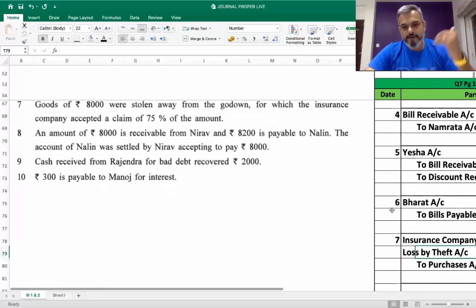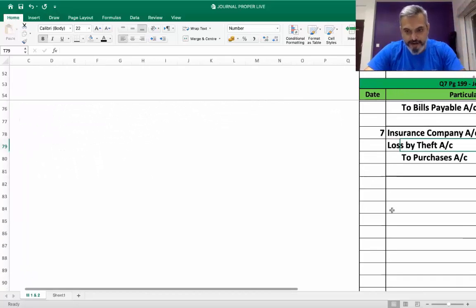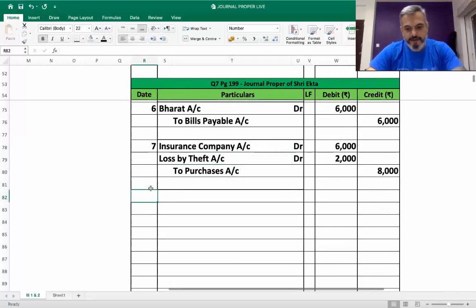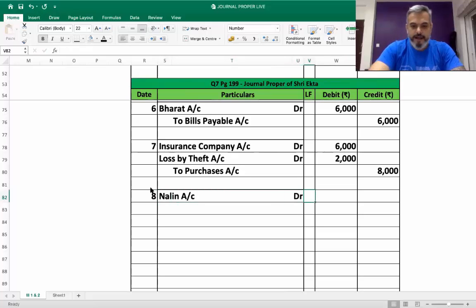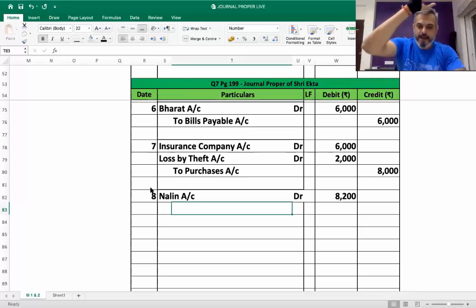8,200. So Nalin will now get the money from Nirav. So Nalin is the receiver. Debit the receiver, Nalin account debit. His account in our books, we had to pay him 8,200, so now we will debit 8,200. It is settled. We had to pay 8,200 to Nalin, which now will be paid by Nirav.